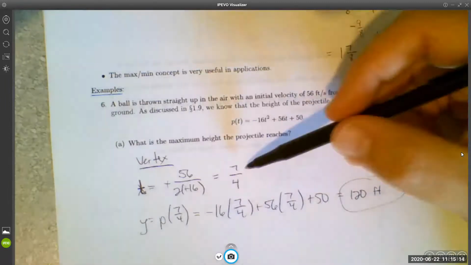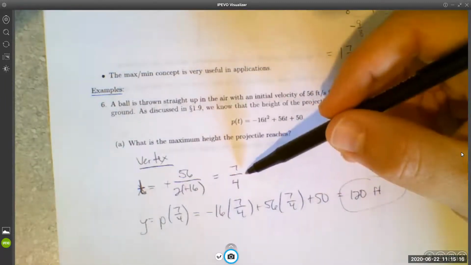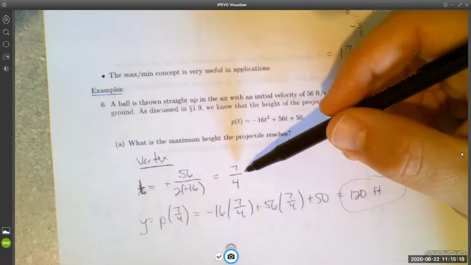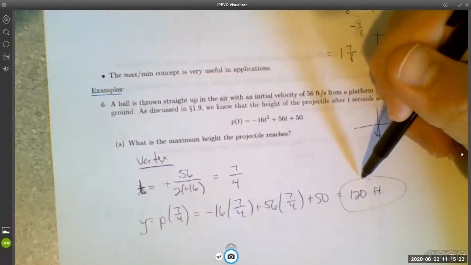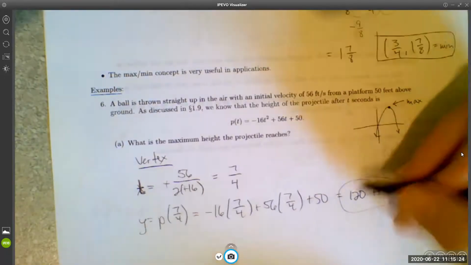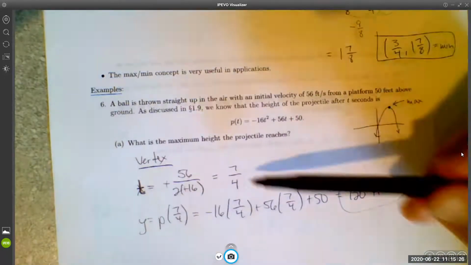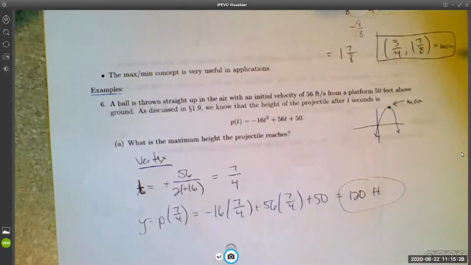So it takes 7/4, so 1 3/4 seconds, 1.75 seconds for the projectile to reach its maximum height of 120 feet. So the maximum height itself is the 120 feet. It takes 1 3/4 of a second for it to reach that height. Okay.